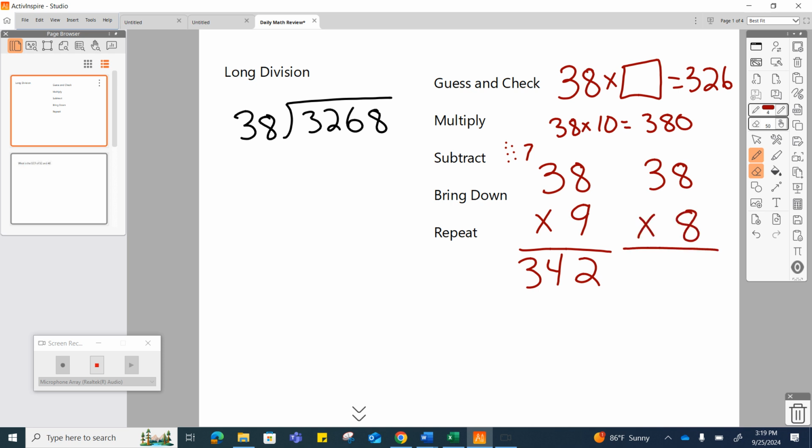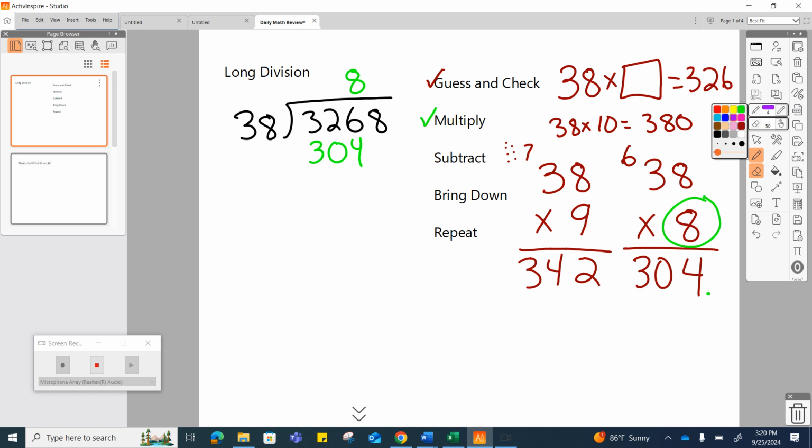38 times 8. 8 times 8 is 64. 8 times 3 is 24. 24 plus 6 is 30. So that's my guess and check. My multiplication is I need to take what I've done over here and bring it over here. Since I divided 38 into 326, I'm going to put the 8 above the 326. 38 times 8 is 304, because I did it over here, so I'm just copying. That's my multiplication.